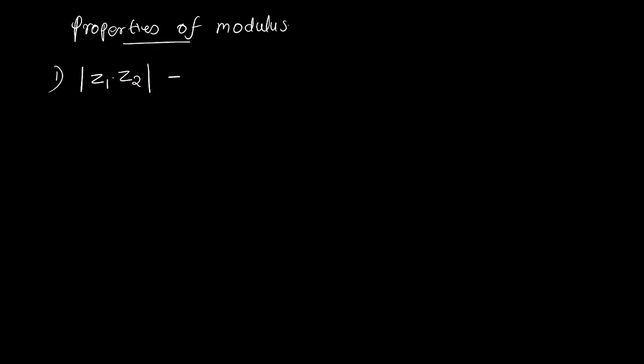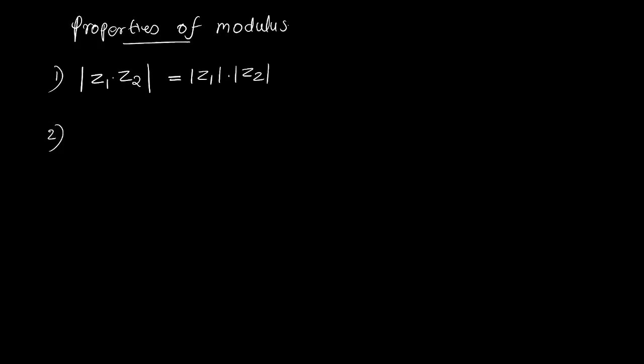This is the same as mod z1 into mod z2. Very simple, easy to memorize. Just find the modulus of each complex number, then multiply them. Because the other method takes time, opening the bracket is very lengthy, right? So if we have a question on the modulus of z1 into z2, it can be written as mod z1 into mod z2. I'll give you an example.